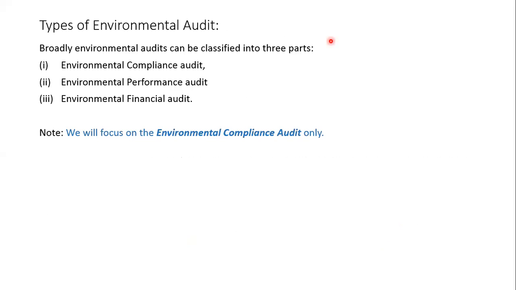So these are the tools using which the environmental audit becomes much more relevant. Okay. So environmental auditing can be classified in three parts: environmental compliance audit, environmental performance audit, and environmental financial audit. We are not going into environmental performance audit and environmental financial audit. We'll just focus on environmental compliance audit because this is more technical and more engineering kind of thing.